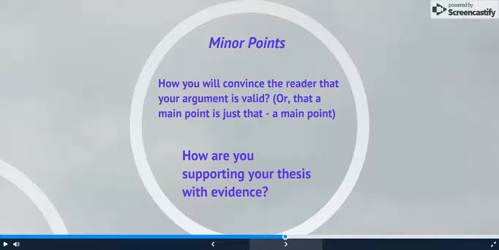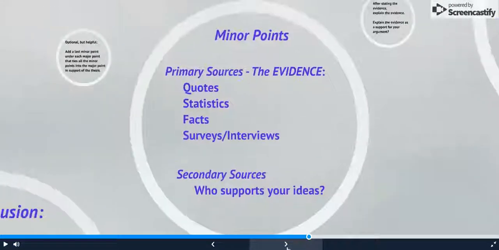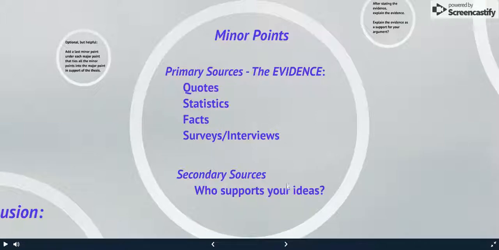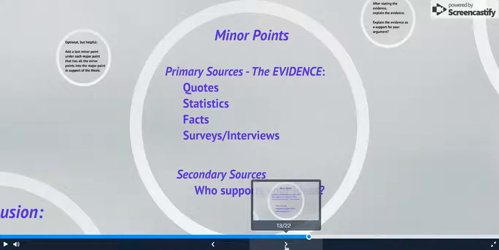Minor points. How you will convince the reader that your argument is valid or that a main point is just that, a main point. How are you supporting your thesis statement with evidence in your body paragraphs? Minor points. Primary sources, the evidence that includes quotes, statistics, facts, surveys, interviews, the stuff that we are diving into in our resources. And then secondary sources, who supports your ideas.